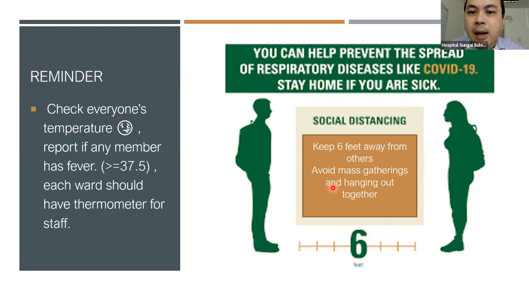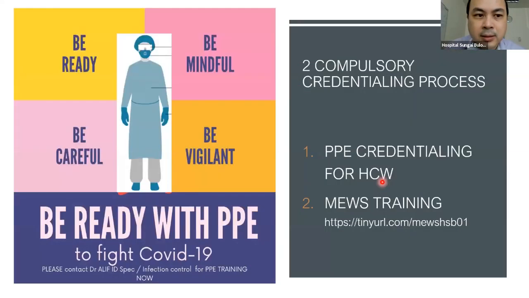Okay, yeah. So you are essential in preventing the cycle of disease. If you are unwell, please stay at home and get yourself checked. Okay, yeah. So here, social distancing, keep 6 feet away from others, avoid mass gatherings, and avoid hanging out together. All right.